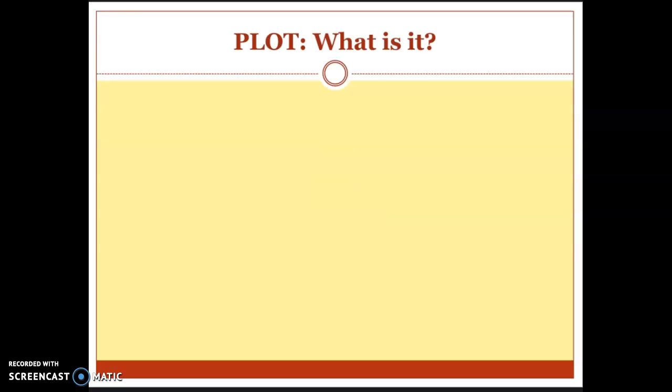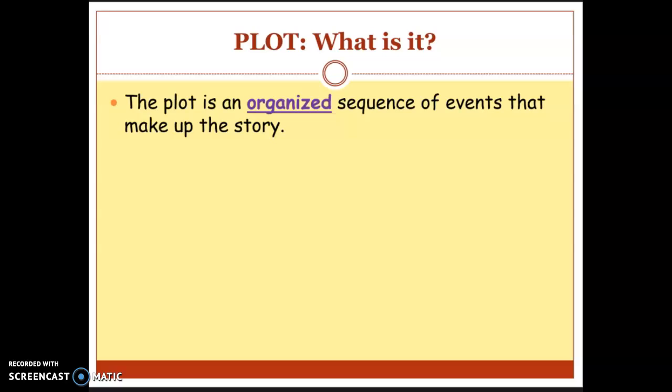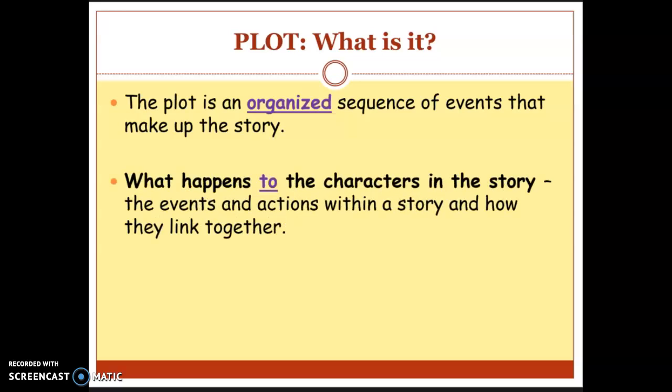So what is the plot? Well, the plot is an organized sequence of events that make up the stories. It's what happens to the characters in the story, the events and actions within a story, and how they link together. It is made up of 5 parts. This is where it gets familiar, I believe.